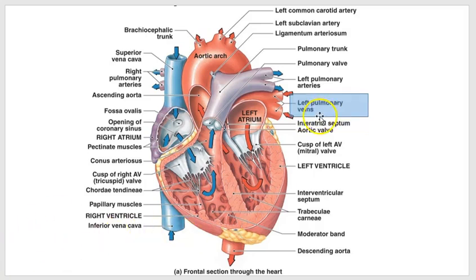All right, and here you can see the pulmonary veins, so the veins coming back from the lungs. Again, they're veins because they're returning to the heart, but they're shown red here because they are oxygenated, because they are coming back from the lungs. So you have your left pulmonary veins. Over here that you can't see, you would have your right pulmonary veins.